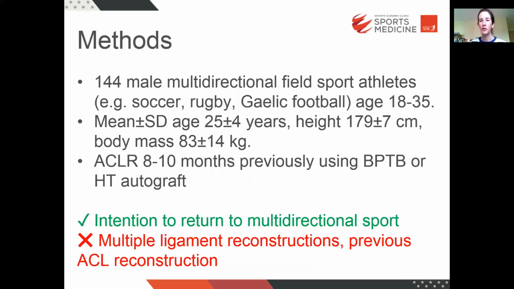So 144 male multi-directional field sport athletes participated in the study. It was part of a larger project. All participants had undergone primary ACL reconstruction with either a bone patella tendon bone or a hamstrings tendon autograft 8 to 10 months previously, and all had stated prior to surgery that they intended to fully return to multi-directional sport. Anyone who'd had a previous ACL reconstruction on either limb or had concurrent multiple ligament reconstructions was excluded.